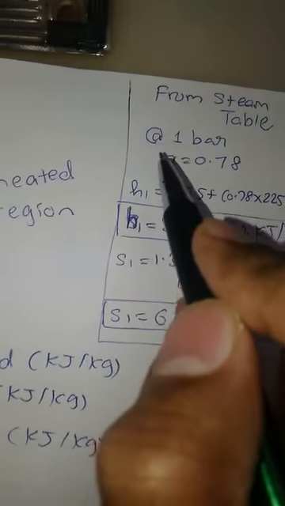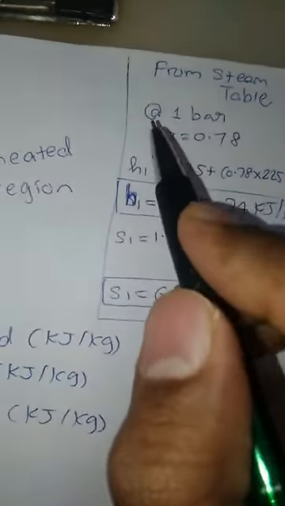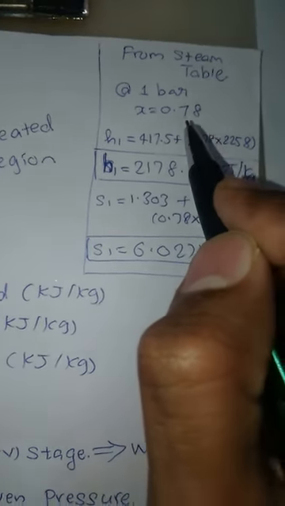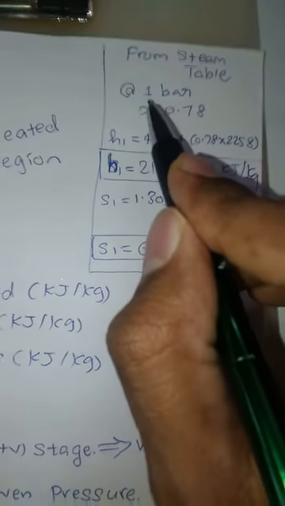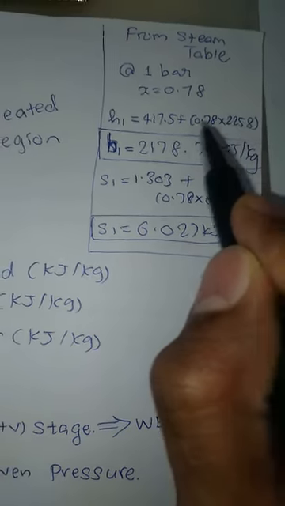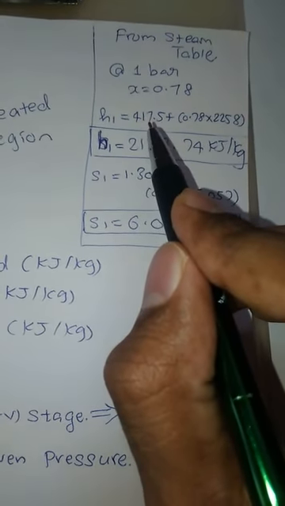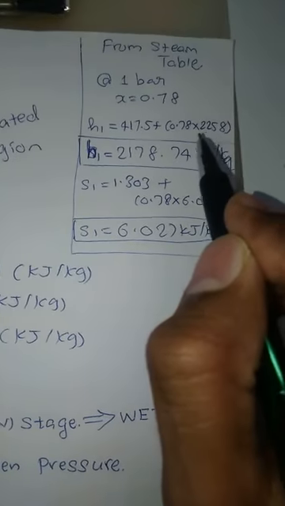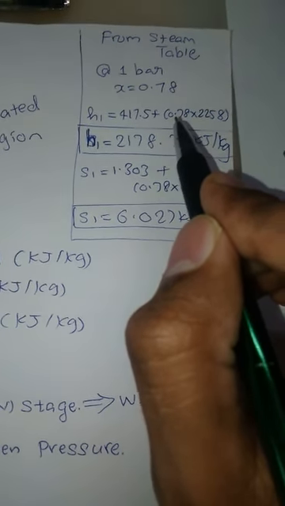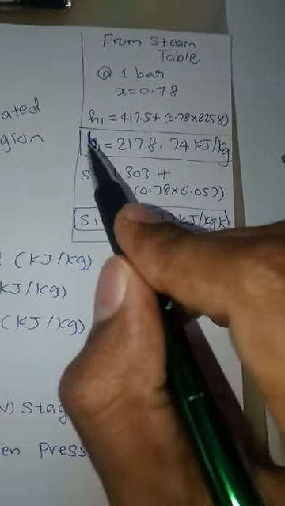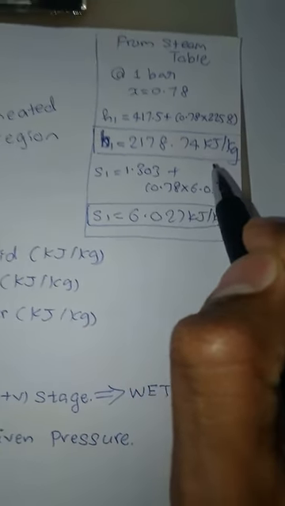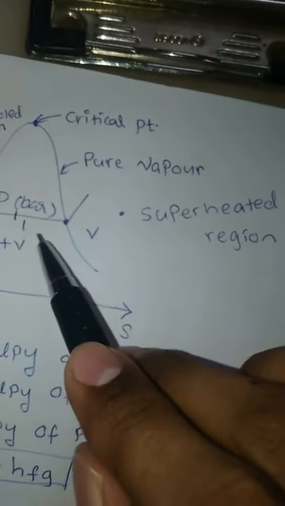Now let us try to solve one example. I have taken the condition of steam as 0.78, that is 78% dry, and at 1 bar. So h1 is equal to hf plus x hfg. hf is 417.5 kilojoule per kg and hfg is 2258 kilojoule per kg. 0.78 is the assumed value of dryness fraction, and using this formula you will get h1 is equal to 2178.74 kilojoule per kg, means enthalpy at this point.